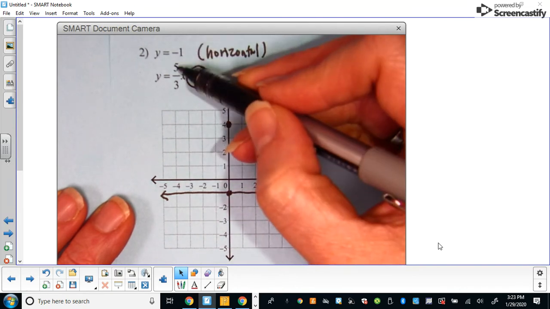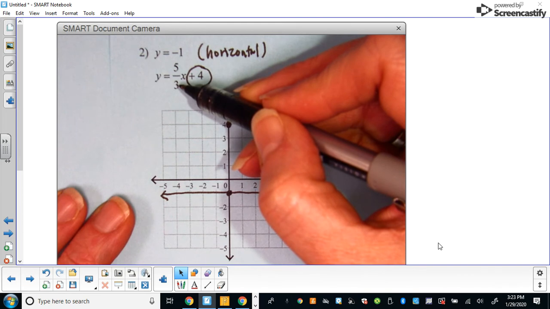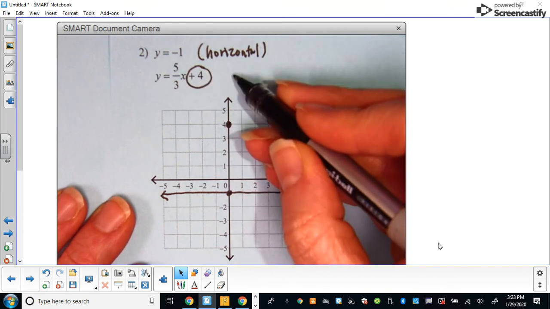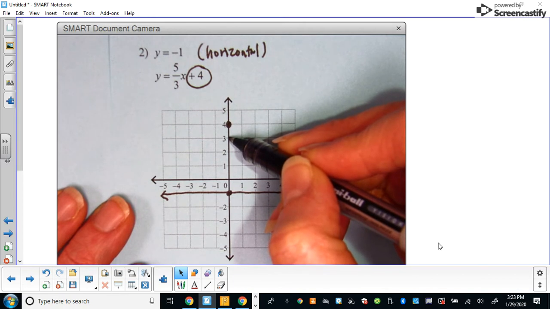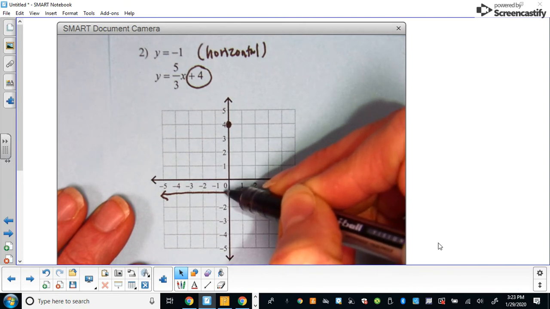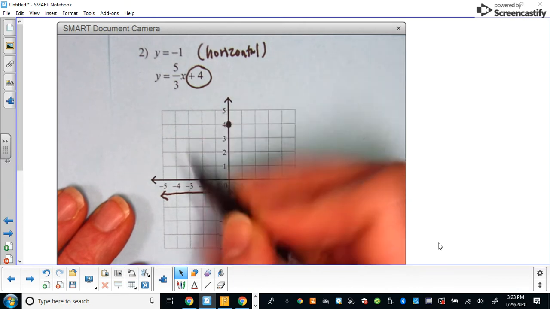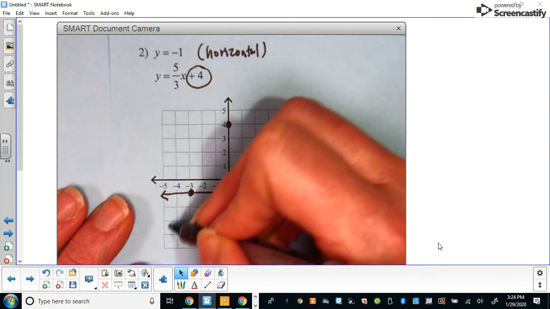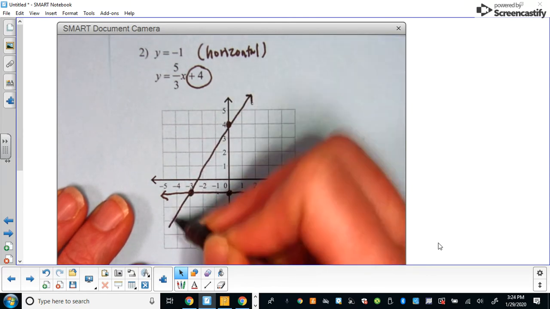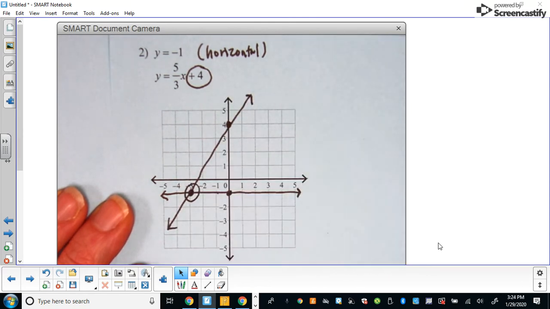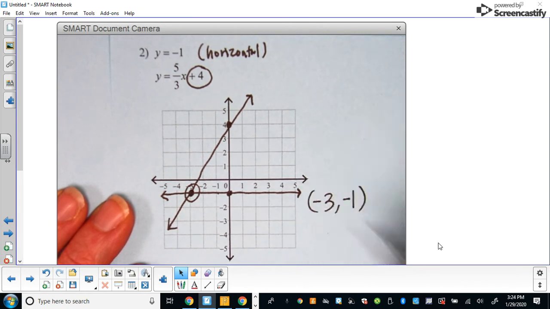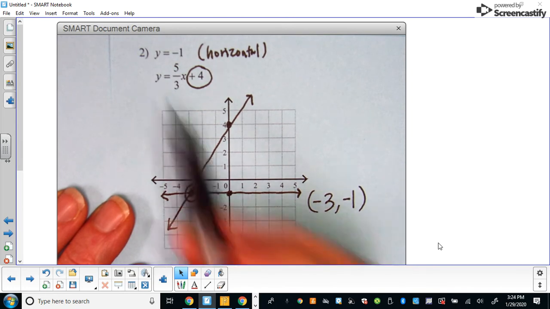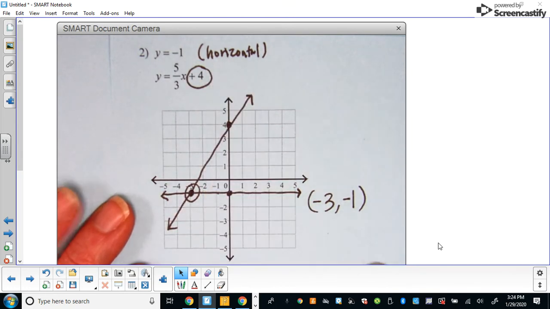My other line starts at 4. My rise over run is up 5 and right 3. I cannot go up 5 and right 3, so I'm going to do the opposite. And I'm going to go down 1, 2, 3, 4, 5, and left 3. 1, 2, 3. Connect the points. This is my answer. The point -3, -1. Again, y equals a number is a horizontal line.